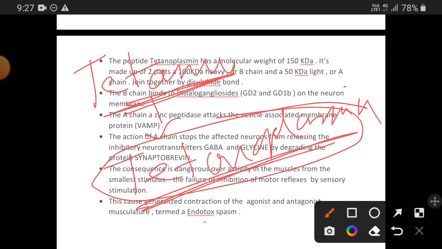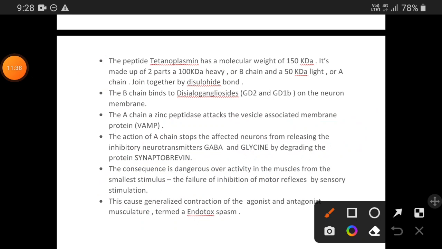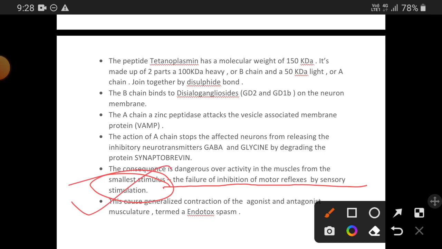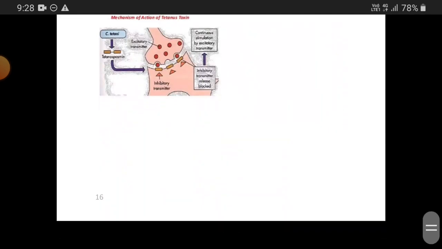After the release of the A chain from the B chain, the A chain will stop the release of inhibitory neurotransmitter from the affected neuron by simply what? Cleaving synaptobrevin, and as a consequence the muscle shows superactivity or overactivity from the smallest stimulus. Okay, that means failure of inhibition of motor reflexes by sensory stimulation. This causes the generalized contraction of the agonist and antagonist musculature termed as endotoxic spasm. That is the overall idea about the tetanus toxin.